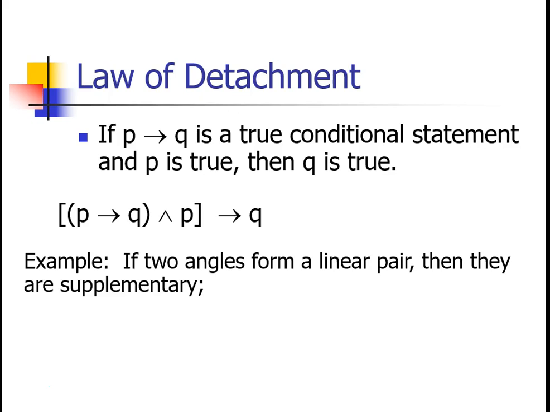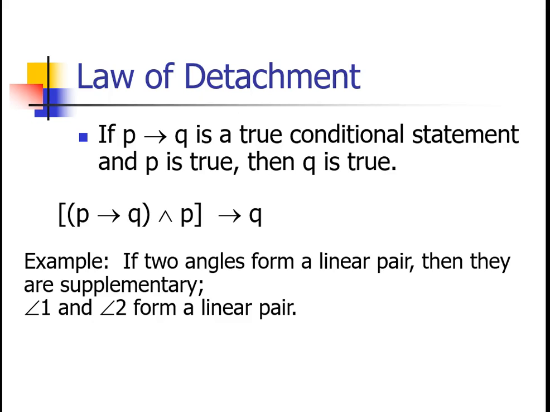Here's an example in words. A conditional statement: If two angles form a linear pair, then they are supplementary. If P then Q. P is two angles form a linear pair. Q, the conclusion, is they are supplementary. Angle 1 and 2 form a linear pair. So here is a true conditional statement, and then added to that is a true something that satisfies the hypothesis.